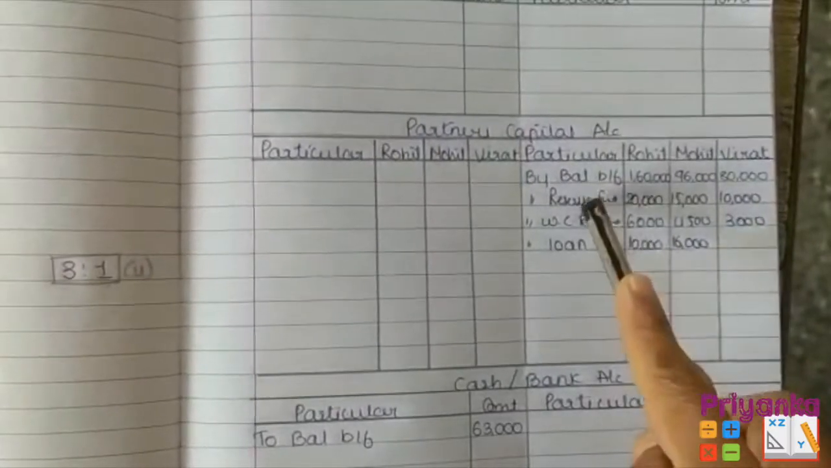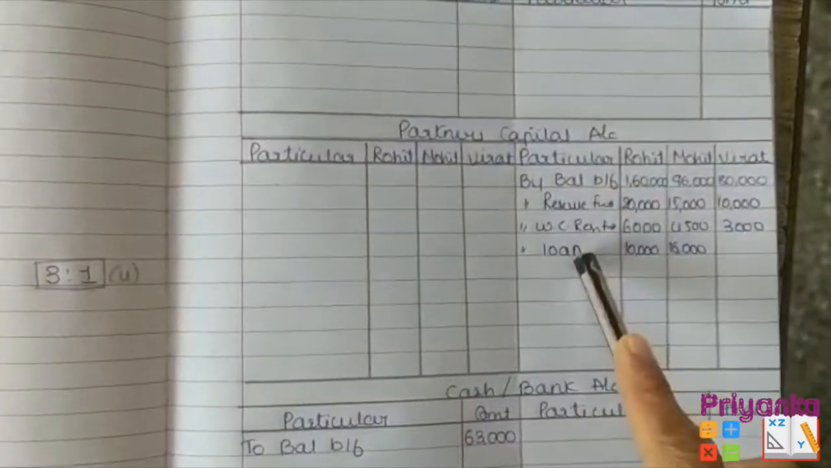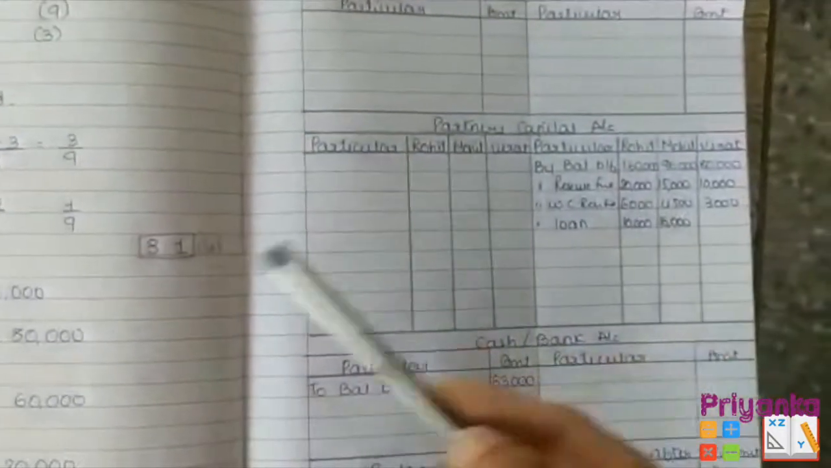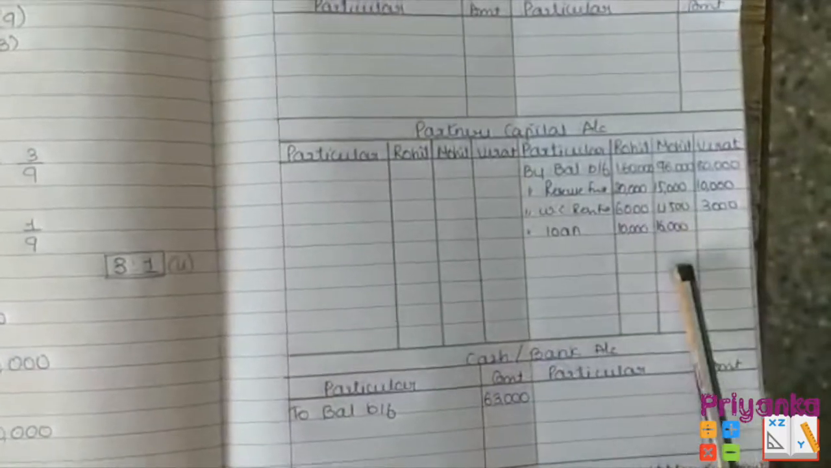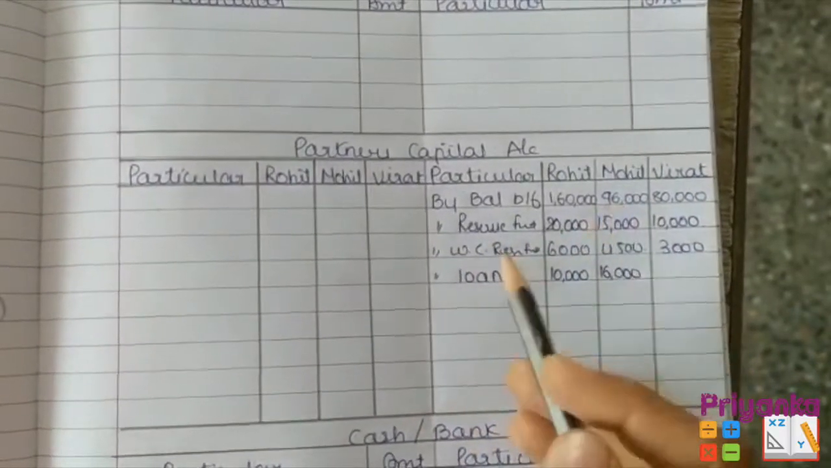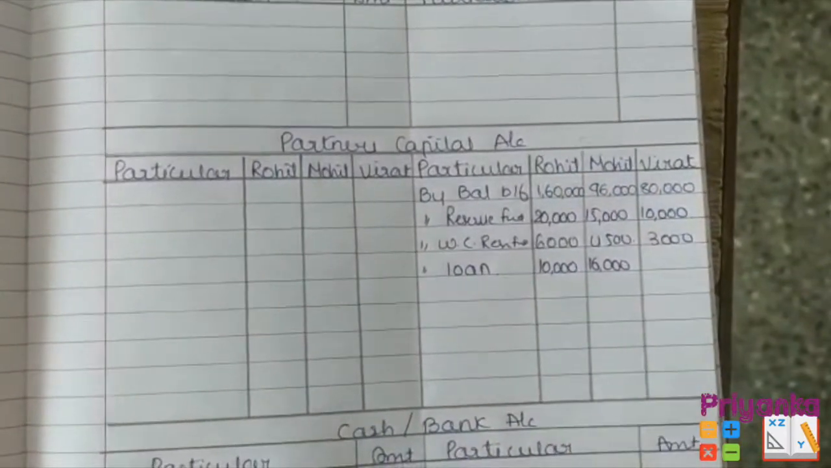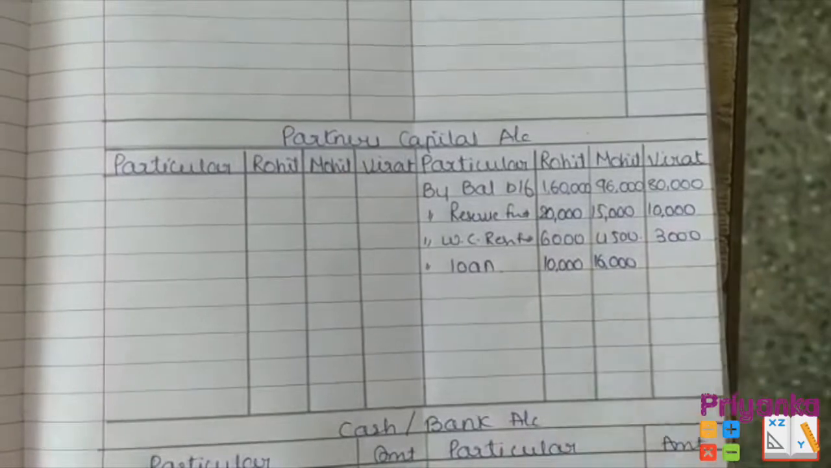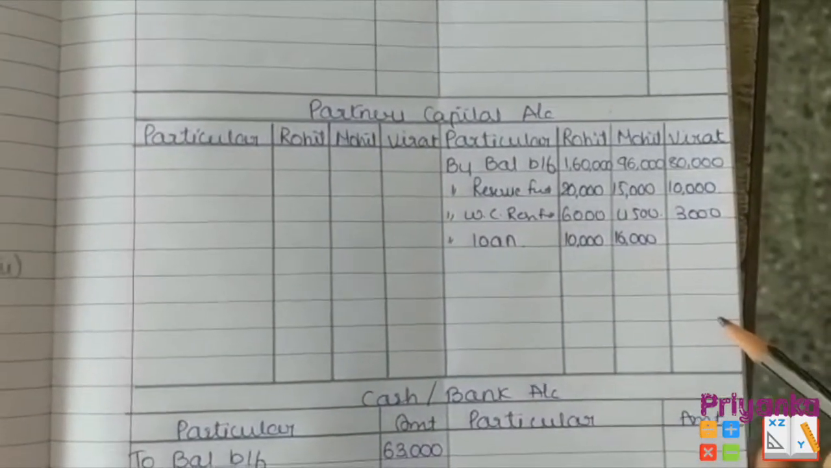पार्टनर्स कैपिटल में हम ये रिजर्व फंड, वर्कमैन कंपनसेशन रिजर्व, लोन, ये हमेशा हम क्रेडिट साइड लिखते हैं. तो अगर आप जर्नल एंट्री दे भी दो तो रिमेंबर योर लेजर पोस्टिंग, उस हिसाब से आपको उसकी एंट्री देना है. If you want to give the journal entry, then reserve fund will be debited and the 3 partners will be credited. Workman reserve fund will be debited and the remaining 3 partners will be credited. This is how you have to give the entry.